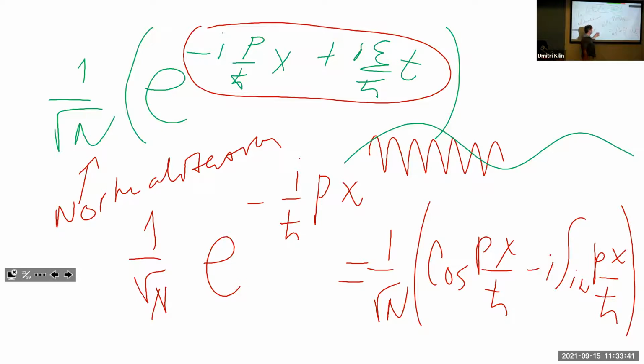And the exponential is just the summation of cosine and i sine. If we remove time dependence, then this function will be the spirals that we already drew in the lab. And depending on the value of momentum, they will be more or less vivid. So the higher the momentum, the denser the fringes, right? Okay.